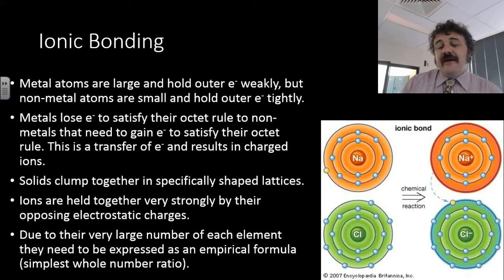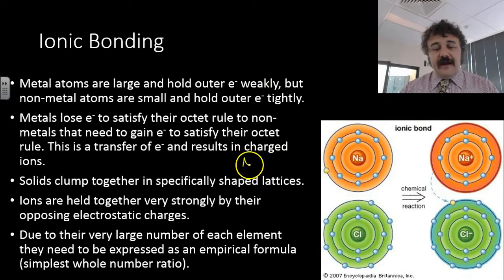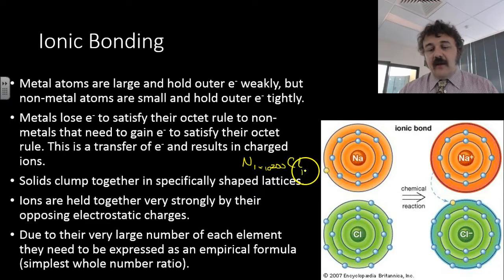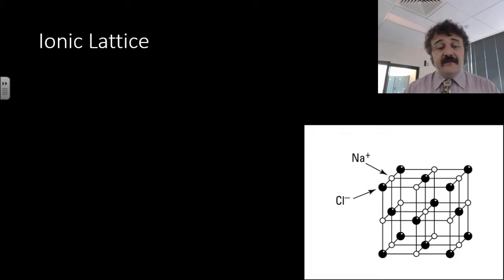Due to the very large number of each element in an ionic salt, so a solid, we need to use an empirical formula, which is just the simplest whole number ratio. Otherwise, it would be Na 1 times 10 to the, I don't know, 200, Cl 1 times 10 to the 200. But you see those numbers are the same, so we can just simplify it down to NaCl.